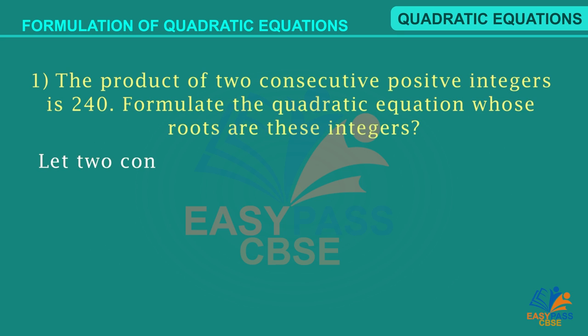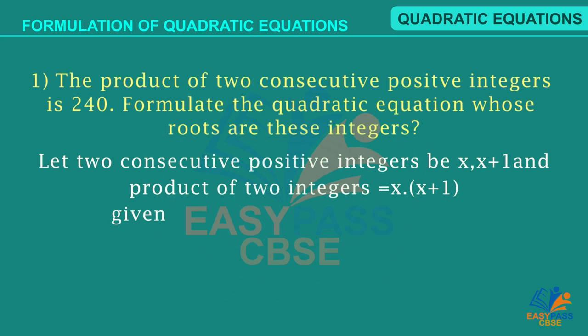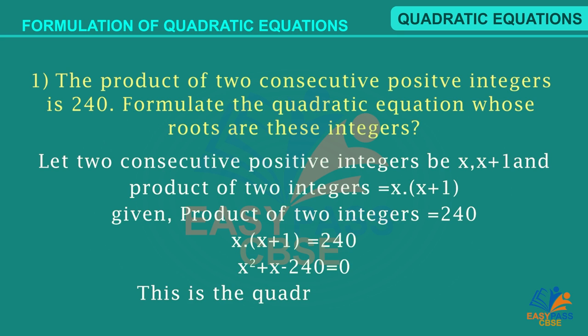Solution. Let the two consecutive positive integers be x and x plus 1. And their product is x times (x plus 1). Given that the product is 240. Therefore, x times (x plus 1) is equal to 240. On simplifying, we get x square plus x minus 240 is equal to 0. This is the required quadratic equation.